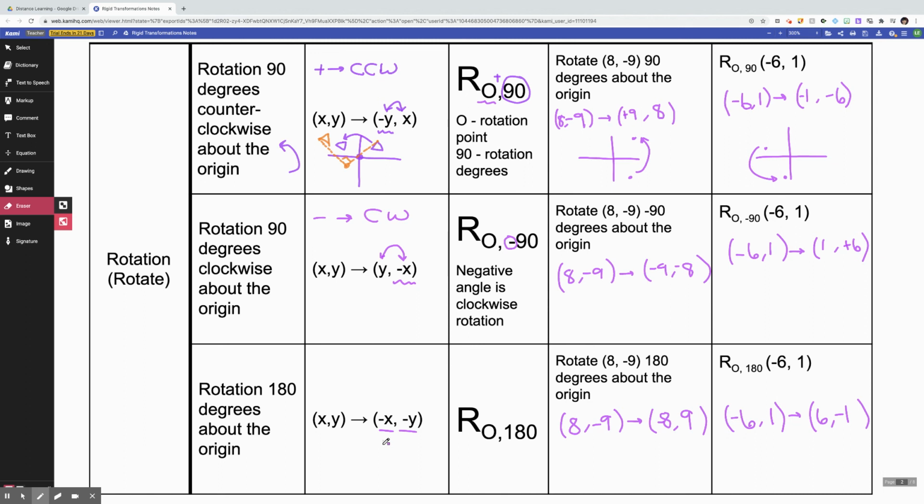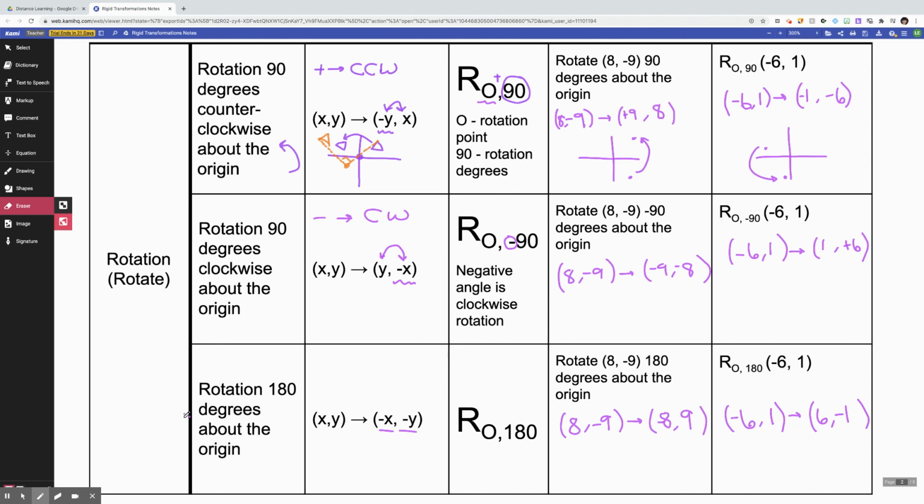All right. So these are the most common types of questions that show up with translations, reflections, and rotations if you're not given a picture to play around with, where you can actually draw the translation or the reflection or the rotation and track where the points go. Okay.